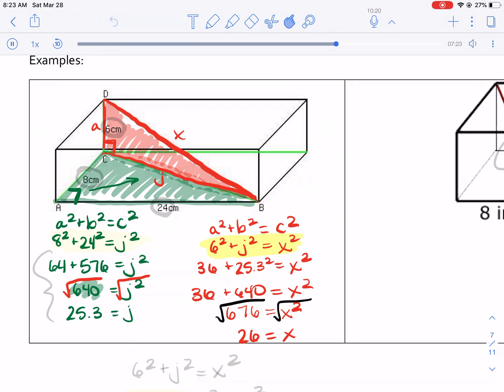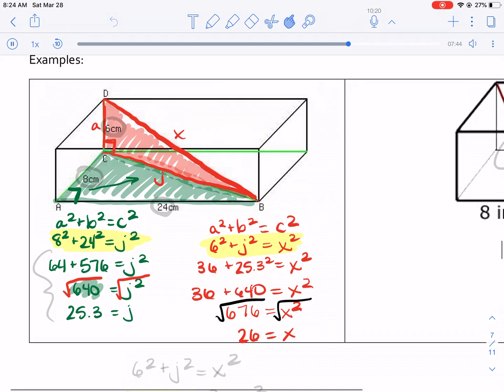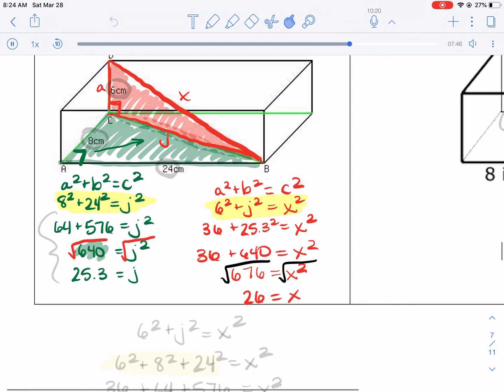And fun fact, we actually have a formula over here that gets us j squared: 8 squared plus 24 squared. So I did all of this solving. I don't think I really had to do that. I could really just put in 8 squared plus 24 squared for j squared because that's what j squared equals. And then I don't have to do all this garbage over here.